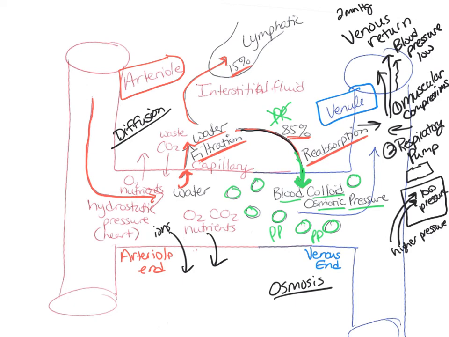And then the last factor, which we've already talked about, is the valves in your veins. While they don't assist in bringing the blood back to the heart, they definitely prevent the blood from flowing backwards. So in a way, they are helping to assist bringing the blood back to the heart.